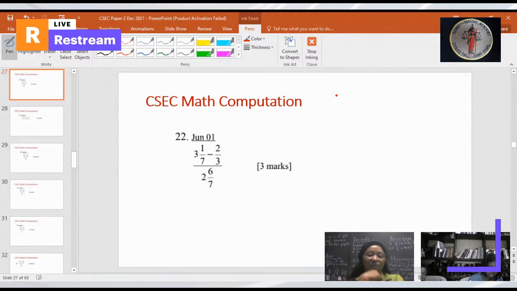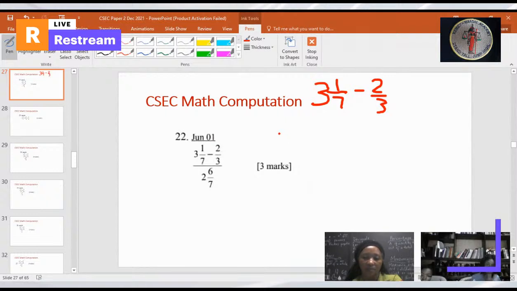Hold on. So tell me first, what are you doing? Because this is a complex situation here. So we're working the numerator first, right? Yes, miss. So we're going to work this, and then we're going to divide by this, right? Yes, miss. So we're working 3 and 1/7 minus 2/3.